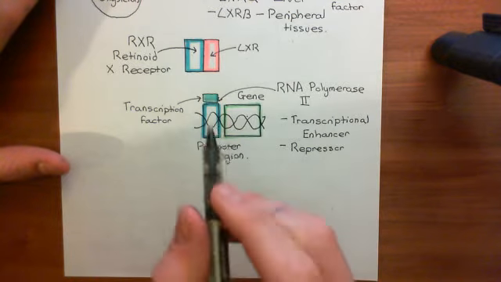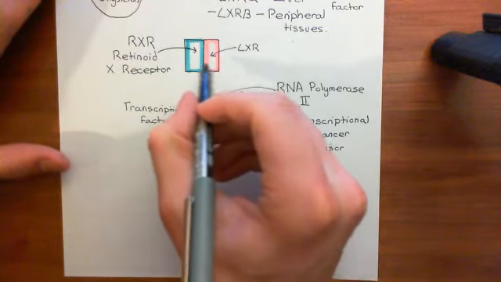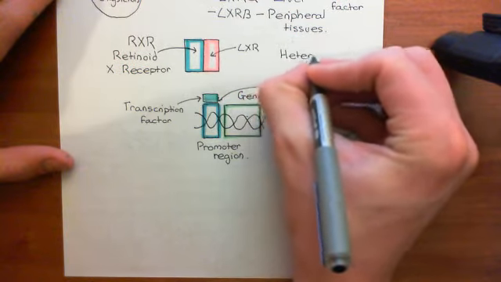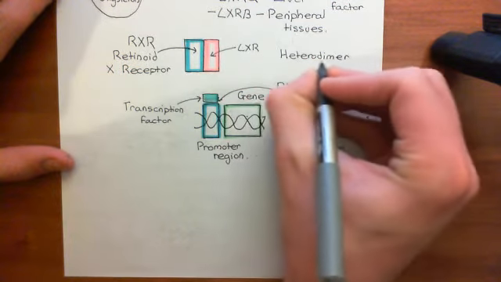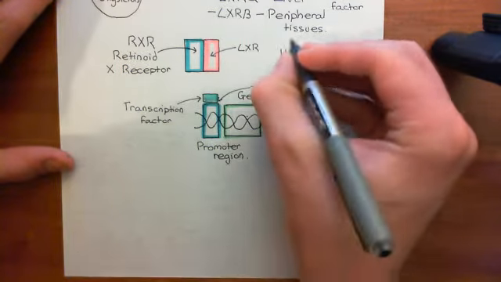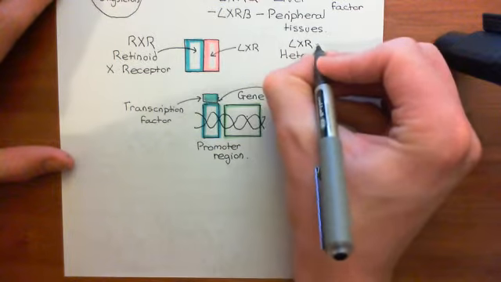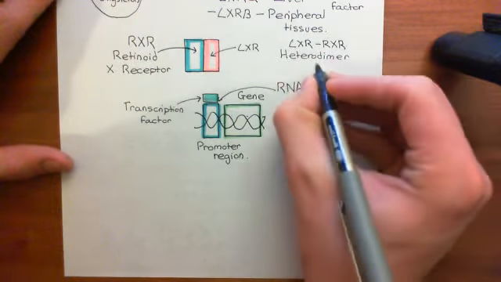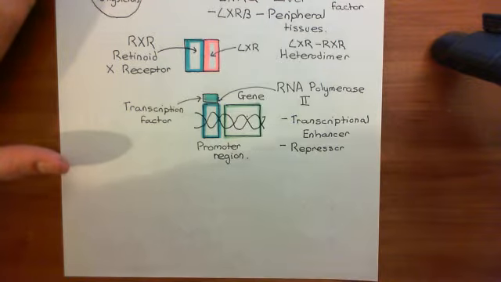Okay, so what's going to happen is when you've got liver X receptor and the retinoid X receptor heterodimerized like this, it's called a heterodimer because you have two different proteins dimerized together. Hetero means different. Okay, so you can also refer to this as an LXR, liver X receptor, RXR, retinoid X receptor, heterodimer. Okay, which just tells you exactly which two proteins are within the heterodimer.